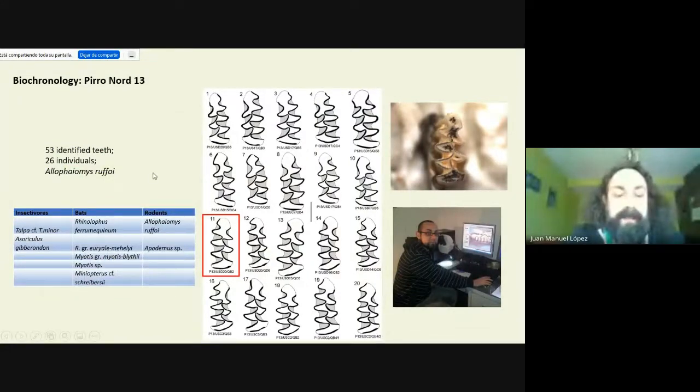Okay, in Pirro we identify this small mammal association, and the identification of this species is important. These are 20 rounds that we've done for this paper. They are all the same species with different morphology, the morphological variation of the same species.